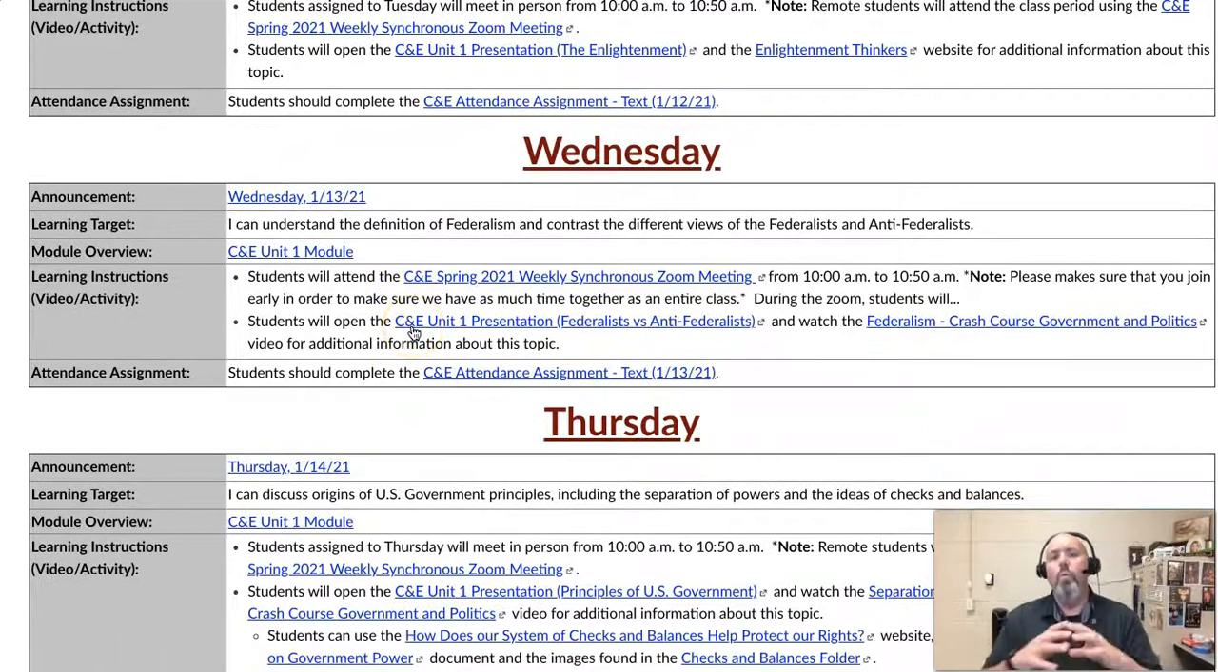Now on Wednesday, we really are going to branch out a little bit more on the idea of federalism and contrast the views of the Federalists and Anti-Federalists, the Federalist Papers, the Anti-Federalist Papers, all kinds of stuff.